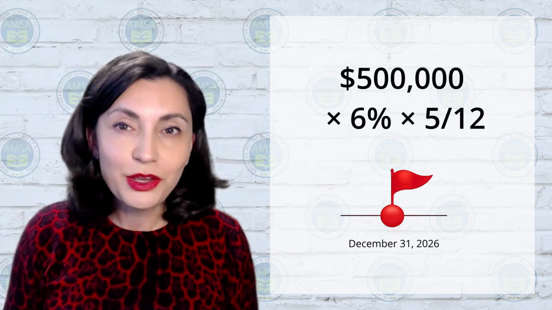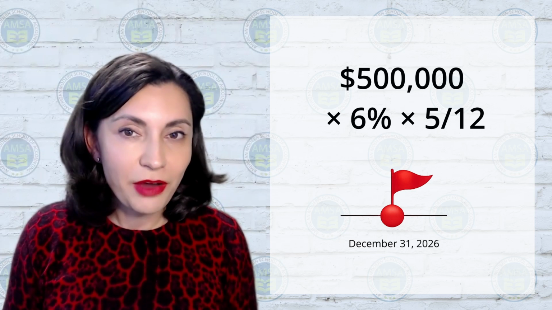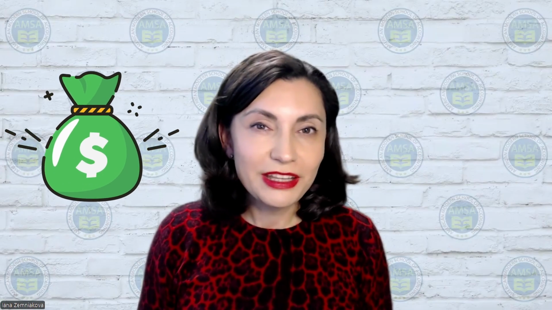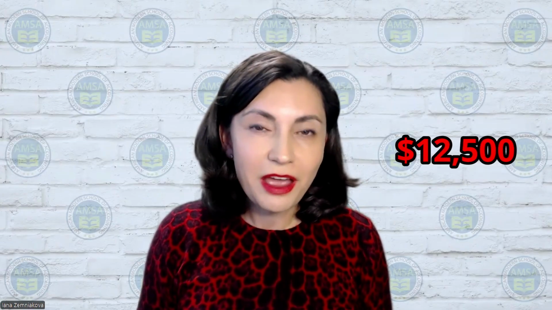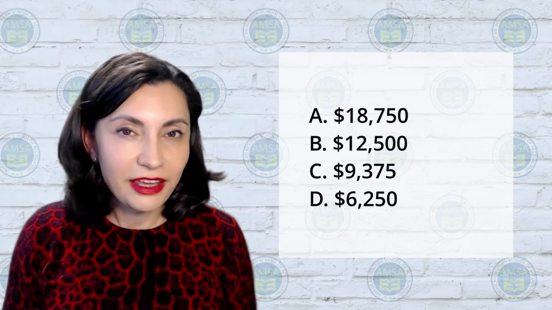So, the math is $500,000 new principal multiplied by 6% rate and multiplied by 5 months, 5 divided by 12. When we run the numbers, 500,000 times 6% gives us $30,000 of annual interest. Multiply that by 5 and divide by 12, and we get $12,500.